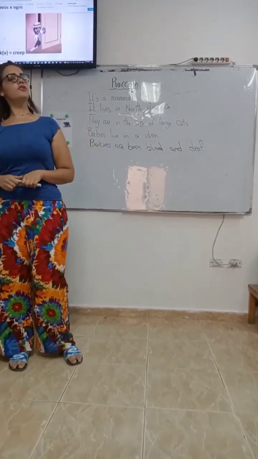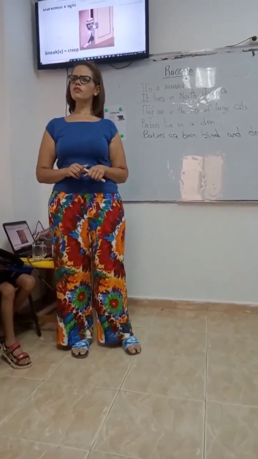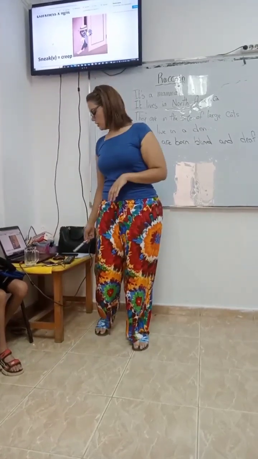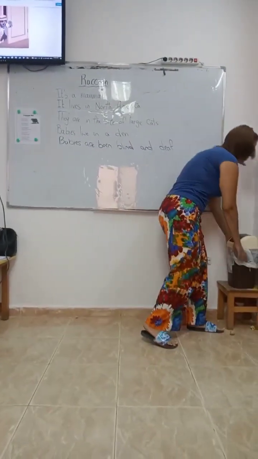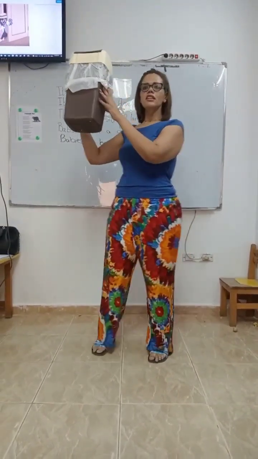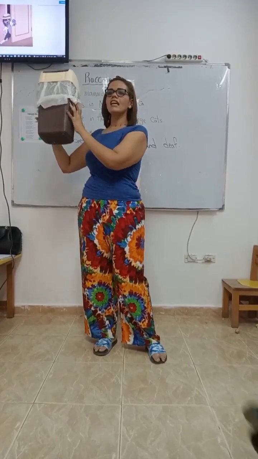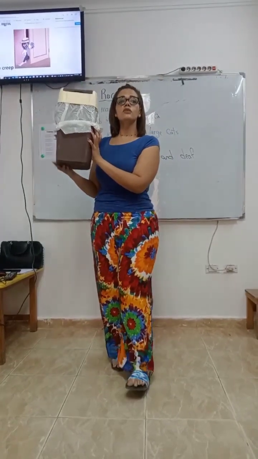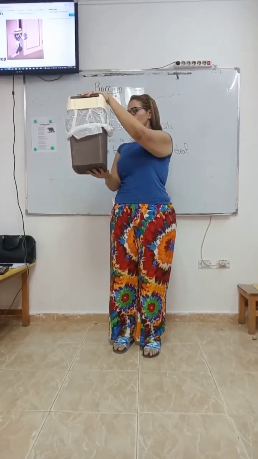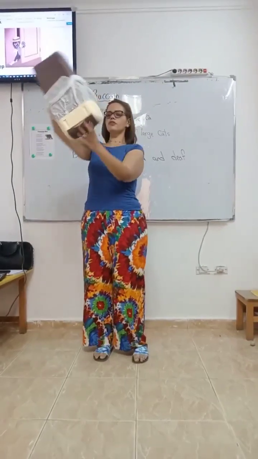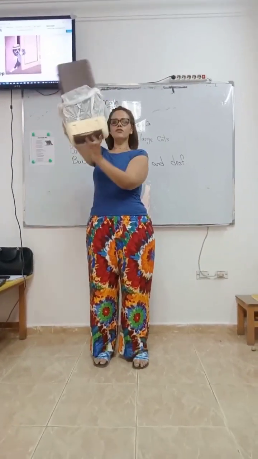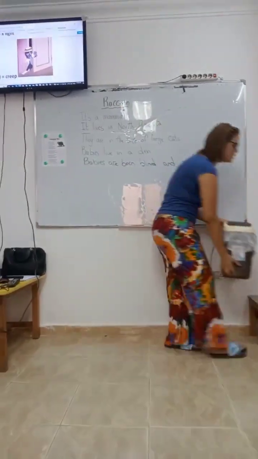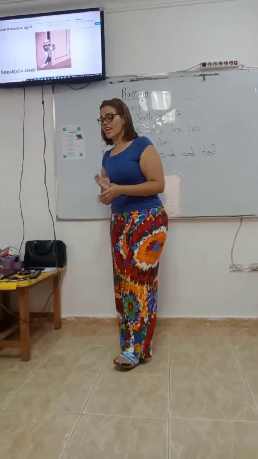So, I overturn the garbage can. Guys, look, this is our garbage can. What is this? Garbage can. The raccoon is going to overturn the garbage can. Overturn means flip. I overturn, upside down. I overturn means I flip. You got the point? So the raccoon is going to overturn the garbage can.